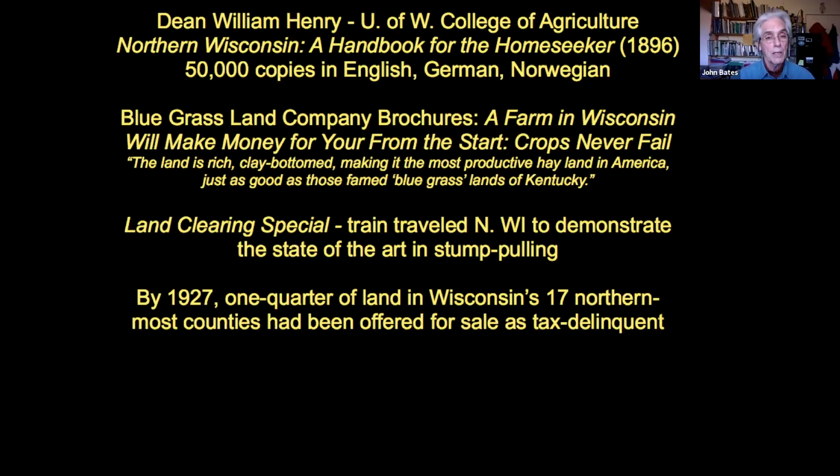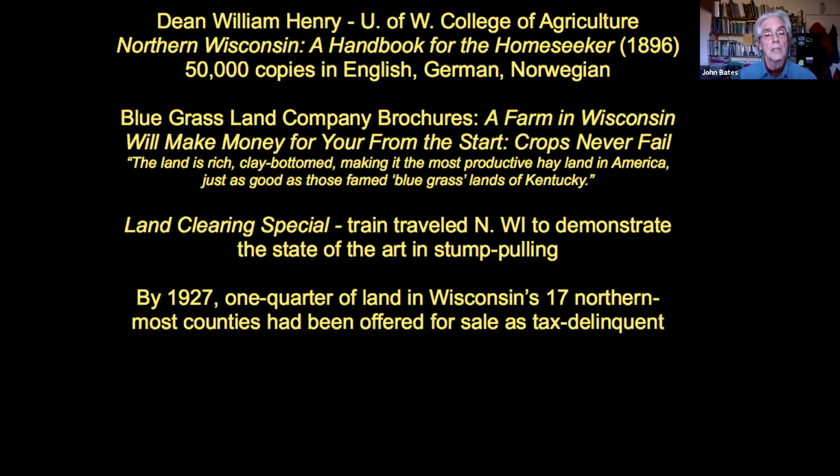Crops never fail. The land, and this Bluegrass Land Company was in St. Germain, by the way, which is in Vilas County, which is pure sand, the land is rich, clay bottom, making it the most productive hayland in America, just as good as those famed bluegrass lands of Kentucky. I've often wondered, and I don't know how much of this was ignorance and how much of it was fraud. I don't know.